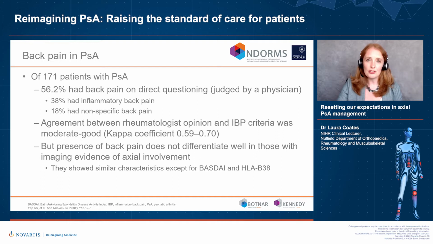There was a moderate to good agreement between the inflammatory back pain criteria, the published criteria in axial spondyloarthritis, and a rheumatologist opinion of whether this related to inflammatory axial disease. But when they looked at patients with back pain compared to those without back pain, they actually showed quite similar characteristics. Apart from minor differences in BASDAI and in genetic markers, a lot of their clinical presentation was similar. So it can be very difficult to differentiate even using symptoms, investigations, and imaging.